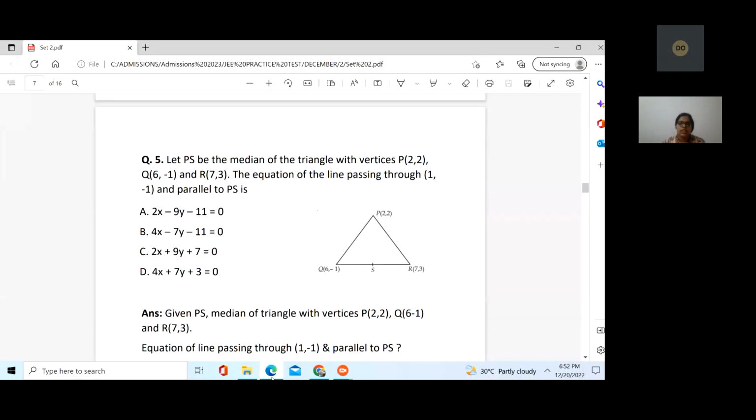So start solving this question. Once you think about how we are going to solve this question, we'll start the discussion. Let PS be the median of the triangle. All the three vertices are given, and you need to find the equation of the line passing through (1, -1) and parallel to PS.